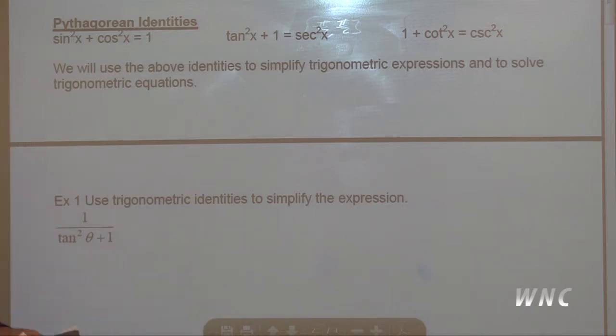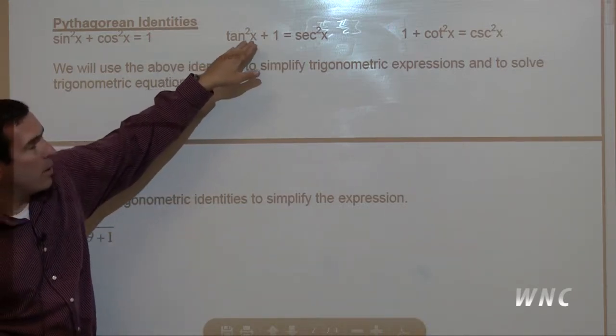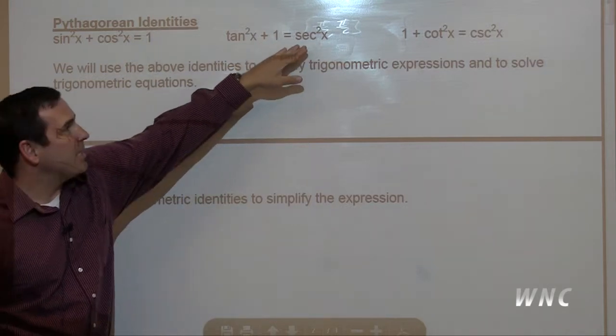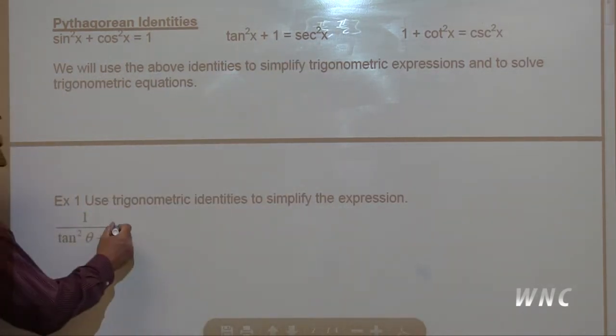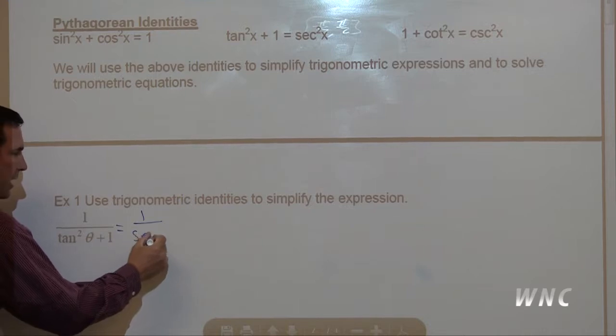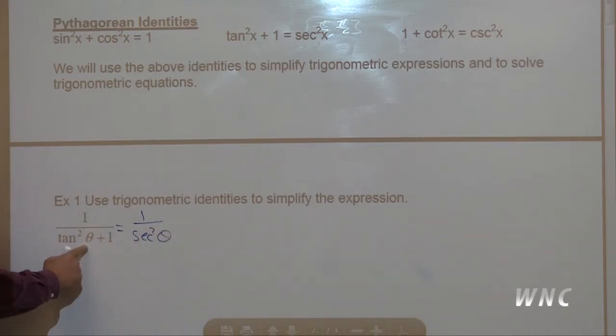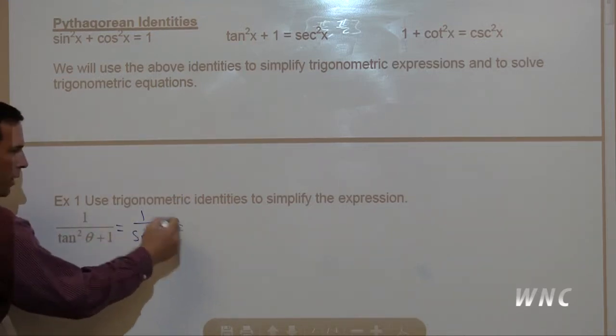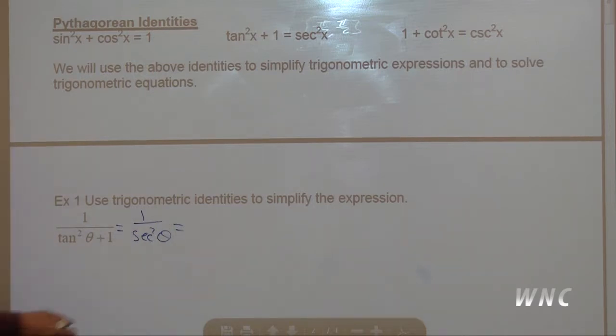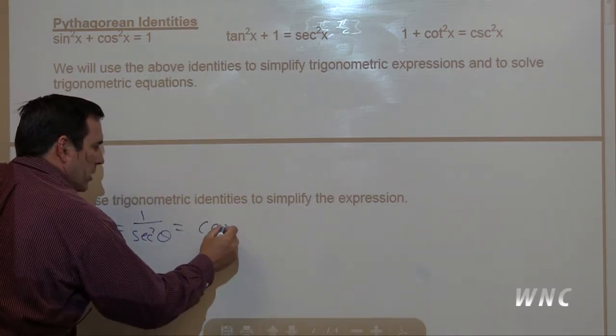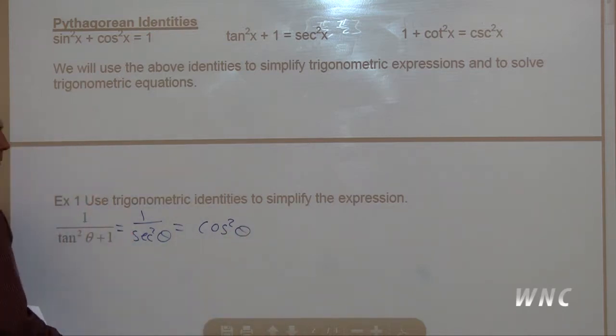Let's start with the first one we have here. Use the trigonometric identities to simplify the expression. We have 1 over tangent squared theta plus 1. Now theta is just the variable there. And that looks familiar. I have tangent squared x plus 1 is secant squared x. So that means I can substitute, say 1 over secant squared theta. I'm sticking with theta because theta is my variable. Well, what's 1 over secant squared theta? As you saw on the previous page, that is cosine squared theta. And that's it.